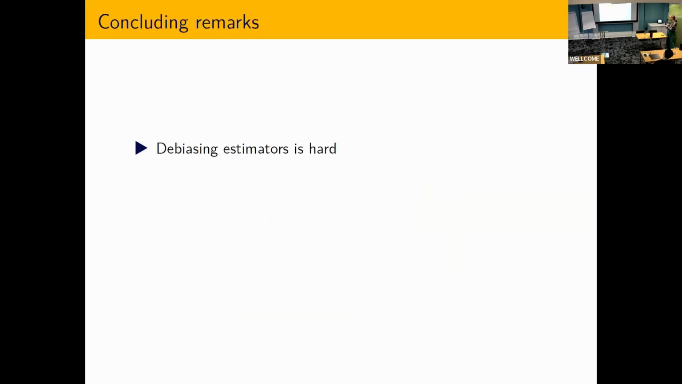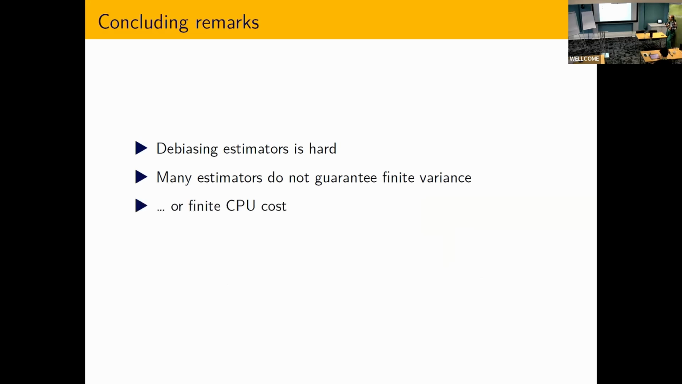So to conclude, my takeaway from this work is that debiasing an estimator is much harder than you would think. Many estimators that are out there are unbiased, but they have infinite variance, so they are not practically useful. Even if they have finite variance, very often they don't have finite CPU cost. That's less of an issue, clearly, but it's still an issue if you want to use them many, many times, because the chances that you're going to end up waiting forever are higher. And same for not having finite variance. We found that guaranteeing this is actually not straightforward, and you need a lot of fine tuning to do that.